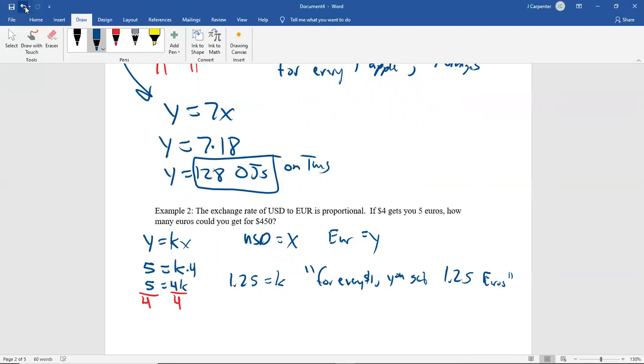So if you turned in $2, you'd get 2.50 euros. If you turned in $10, you'd get 12.50 euros. But we didn't ask any of those. We want to know, what do we get for $450? This sounds like we're going on a vacation and 450 is our fun money.